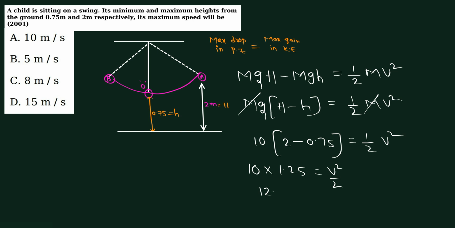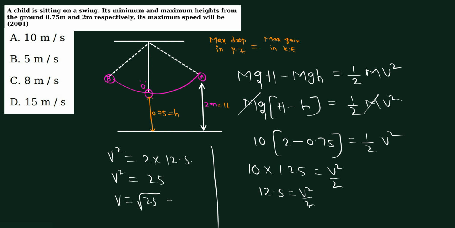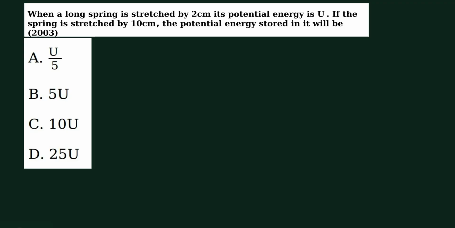10 into 1.25 is 12.5, equals v square by 2. When you take the 2 to this side, it is multiplied by 2, so v square equals 2 into 12.5, which is 25. V square equals 25. Then v equals the square root of 25. And the v value is how much? 5 meter per second. Then our answer is Option B.